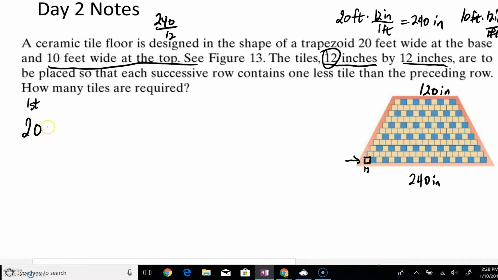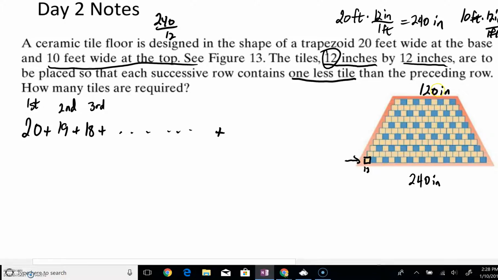And then we're going to be adding all these up. We want to find out how many tiles there are all together. In a sequence, we'd have 20. Our next row would be 19. How do we know that? Each consecutive, each successive row is one less tile. And then we'd go to our third row. We know that we'd be at 18 tiles. And we're going to keep going until we get to the top.